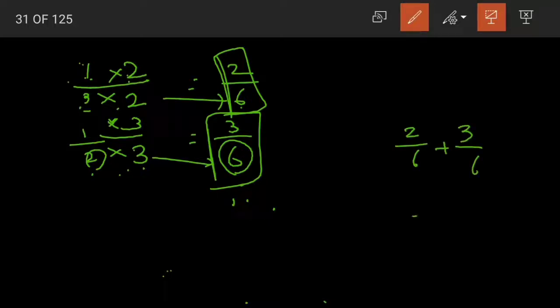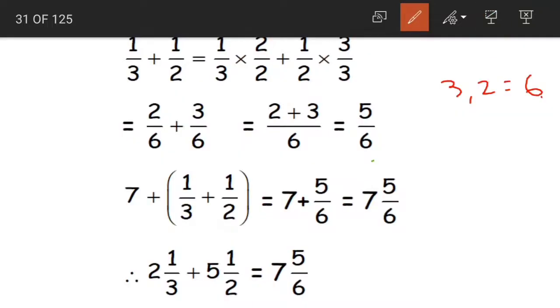Let us add. 2 plus 3 divided by 6. 2 plus 3 is nothing but 5 divided by 6. Yes children, 5 by 6 is our resultant sum of the given fractions. The sum of proper fractions is 5 by 6. And don't forget that we had whole numbers as well. So the sum of whole numbers was 7.